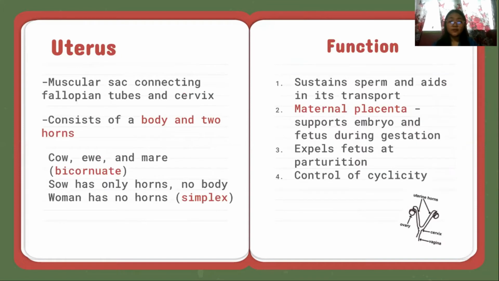Next, the uterus. The uterus is a muscular sac connecting the fallopian tubes and the cervix. It consists of one body and two horns. The sow only has horns and no body, while the woman has no horns, or what we call a simplex. The functions of the uterus are to sustain sperm and aid in its transport. The maternal placenta supports the embryo and fetus during gestation. It expels the fetus at parturition.